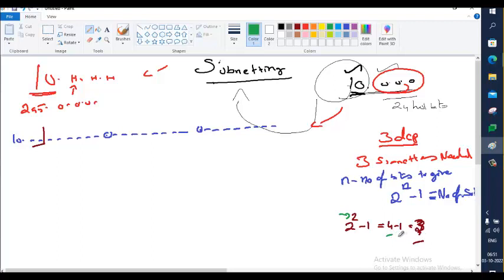Okay, now we got an answer for how many bits I need to use for subnetting. What we are going to do next is how we are going to do subnetting. I'm writing the 2 bits here for you. 1, 2. These 2 bits.